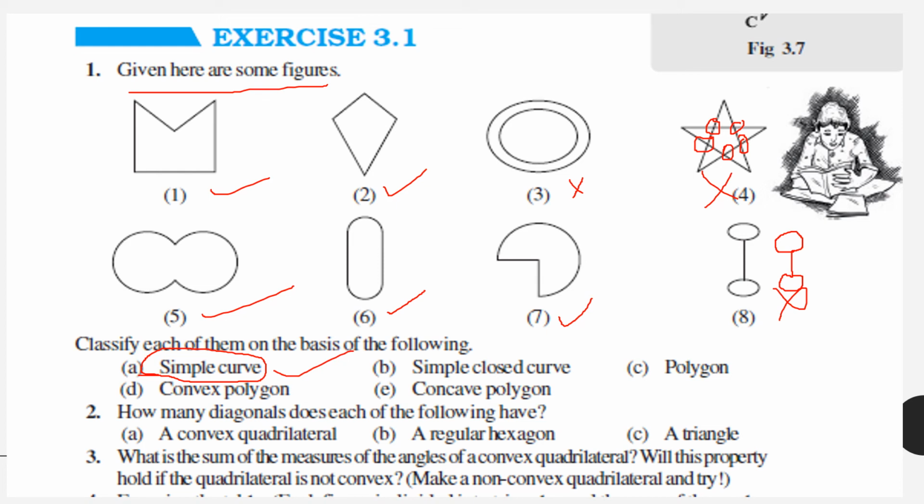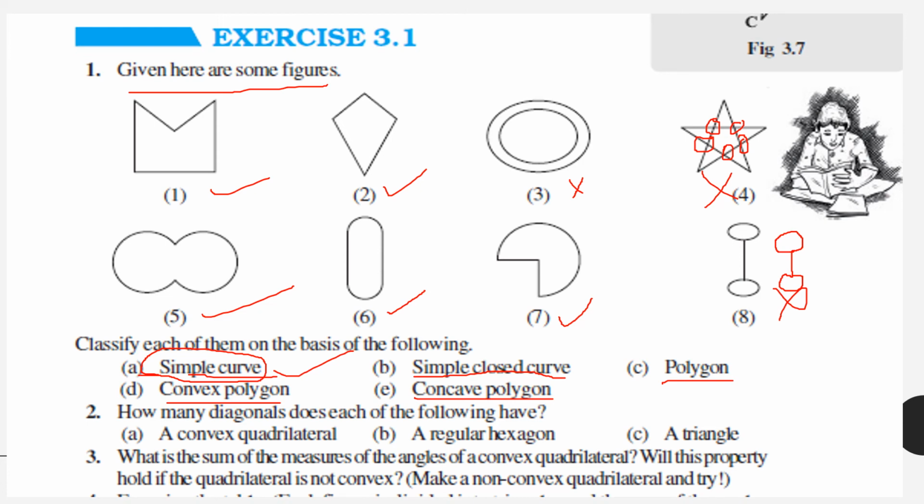Now you have to understand, among simple curves, there are some simple closed curves. I hope you can find them, which are closed. Then you have to find polygons. We all know the definition of polygon. You can find it yourself. Then convex polygon and concave polygon. I know you can do it on your own.